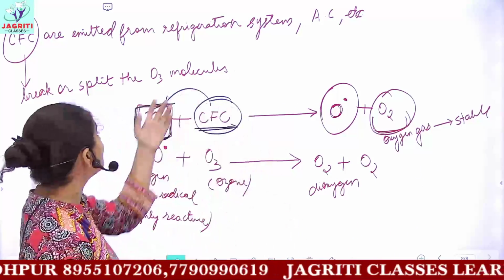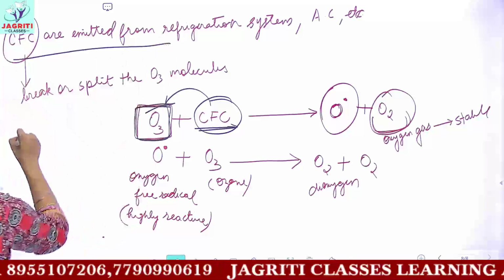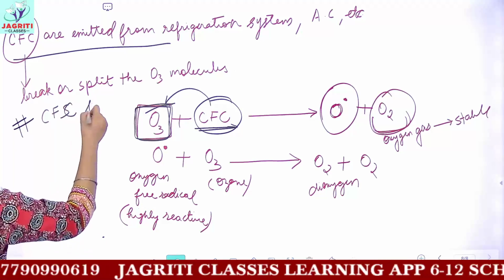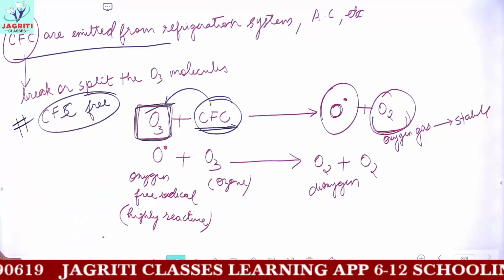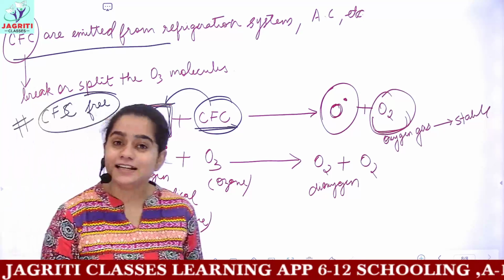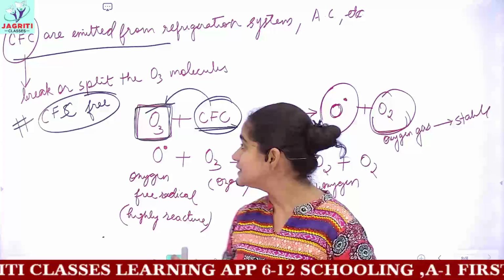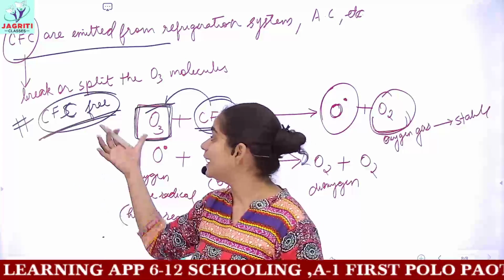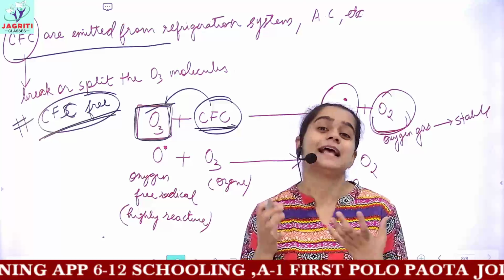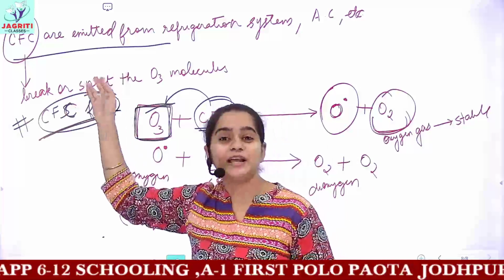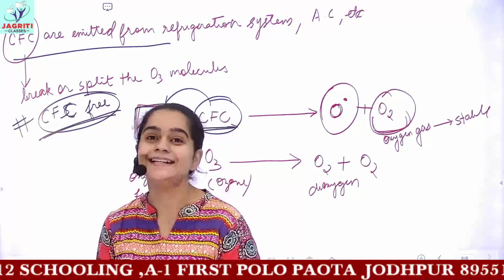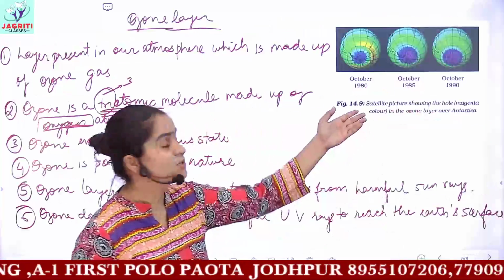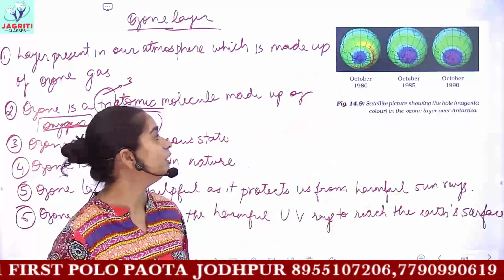And now to avoid this, you have many devices which are CFC free. So now if you are trying to purchase any kind of air conditioners or refrigerators, do see that they contain a label that they are CFC free, so that these would be eco-friendly choices and you can protect our ozone layer or the environment from getting destroyed. So this completes your topic, and the hole which is being observed over Antarctica is being shown in the picture.